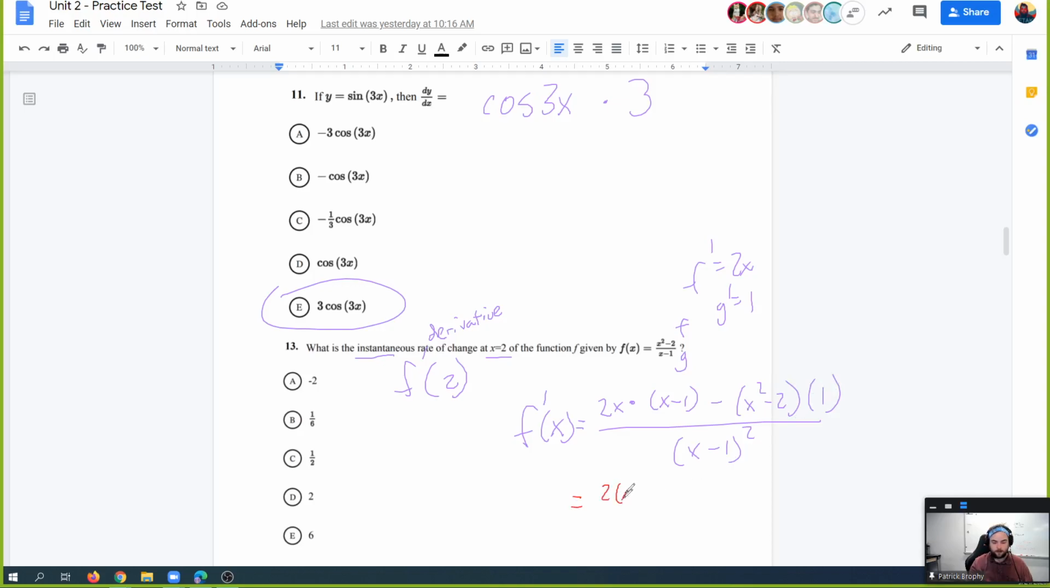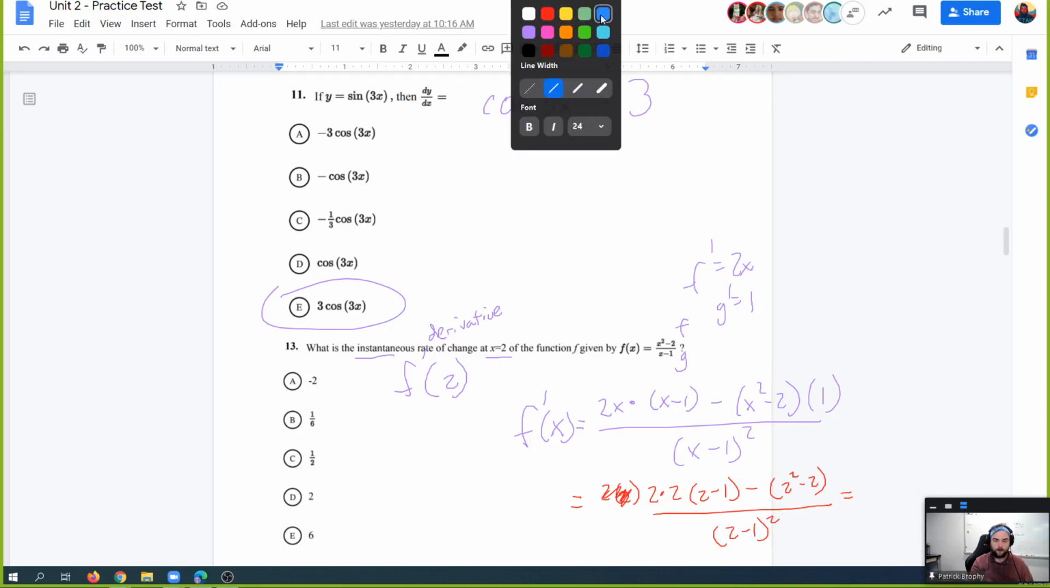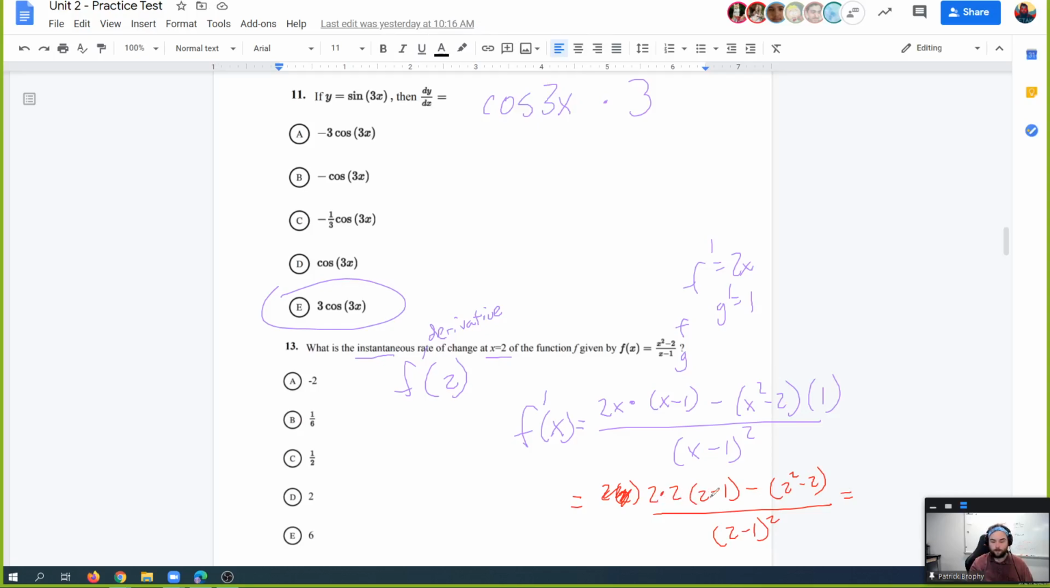Okay, so I'm going to go 2 times 2, 2 times 2 times 2 minus 1. You don't have to write all this work. 2 squared minus 2 all over 2 minus 1 squared. All right. Well, okay. That's going to be 4 times 1. That's just 1. It'll be 4. This is going to be 4 minus 2. So this will be 4 minus, and this one will be 2. 4 minus 2 over 1 squared, or just 1. The answer's 2.